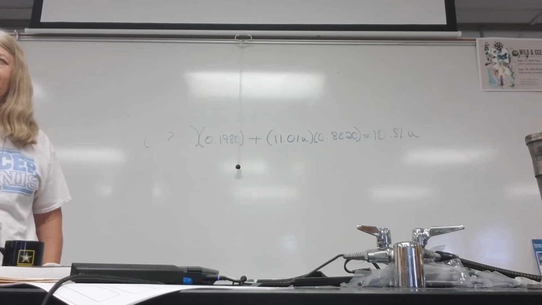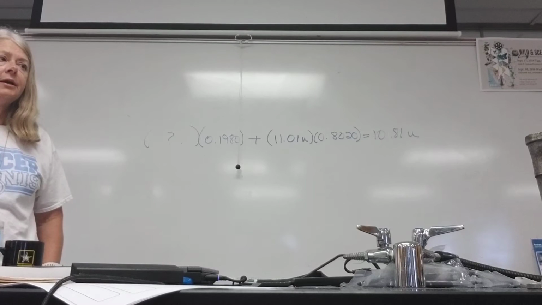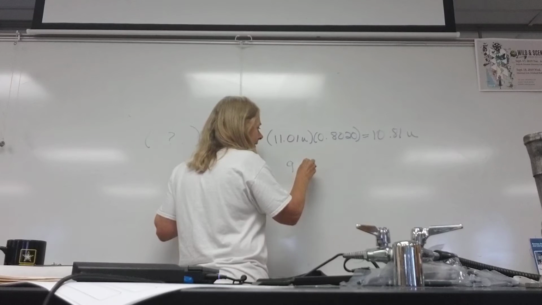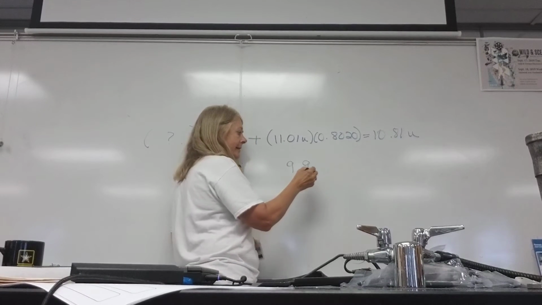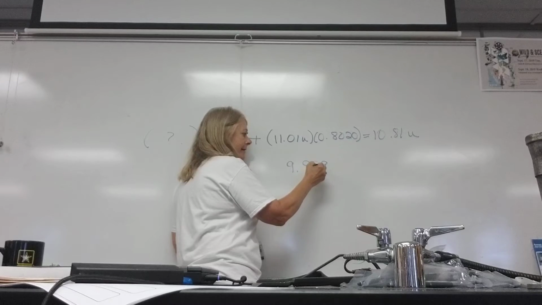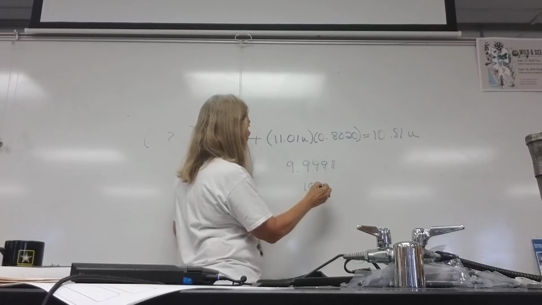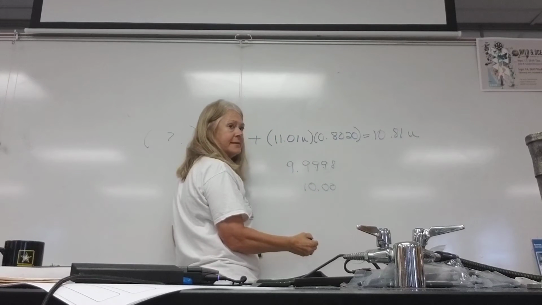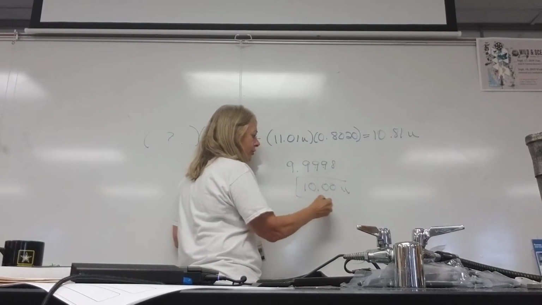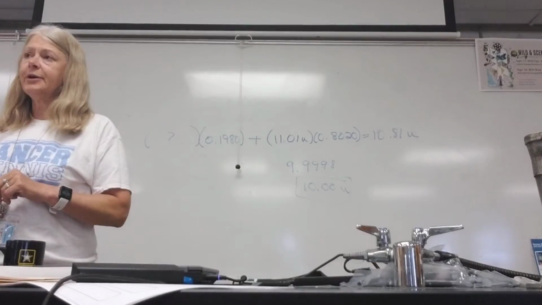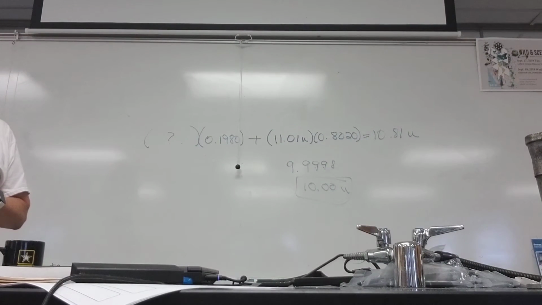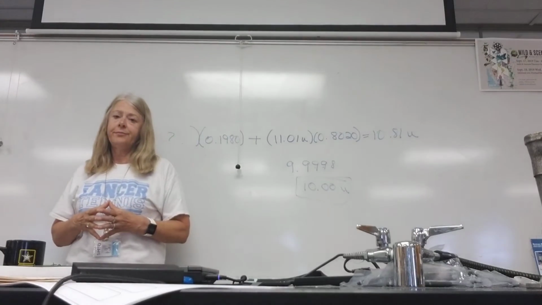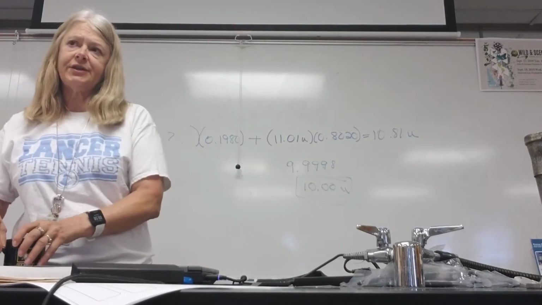I hear clicking everywhere. What'd you get? 9.99? Well, it'd be 9.9998. Okay, you only have 2? No, this one we can have 4. So it looks like 10.00. Do you agree with that? Does everyone agree with that? Okay. Very good. So that's how you do atomic masses.